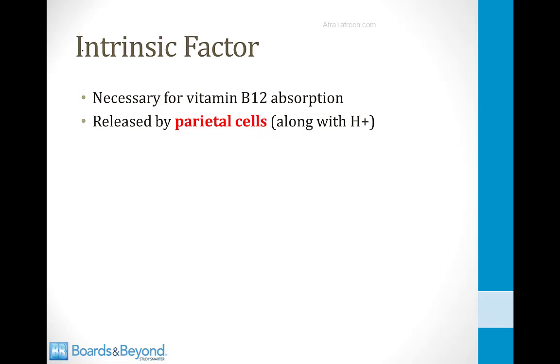I won't talk about this in detail, but in addition to their role in producing acid, the parietal cells also produce intrinsic factor. This is necessary for vitamin B12 absorption. It's released by the parietal cells along with H+. I talk about this in much more detail in the modules on B12 deficiency.